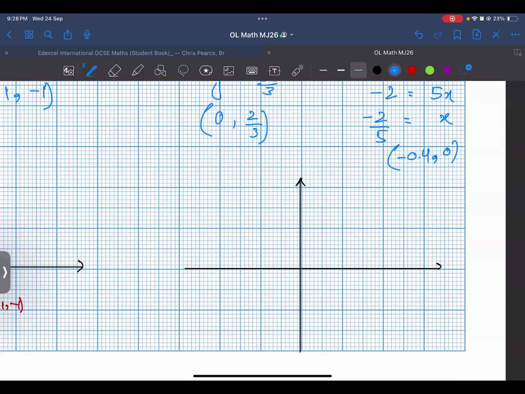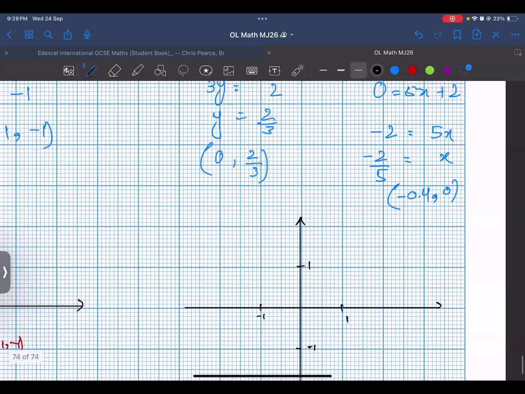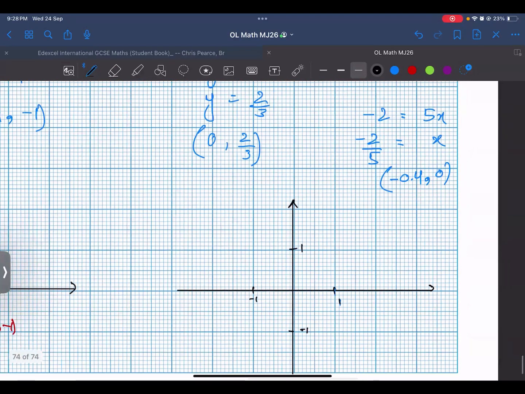How would you plot this now? Plot this now. 1, minus 1, 1, minus 1. So this would become negative 0.4. So 0.4 would be something over here. Sorry, this would be over here. Negative 0.4 would be here. This is the point: negative 0.4, 0.